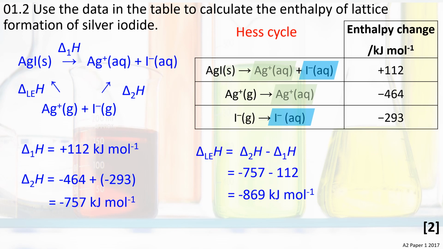To find the enthalpy of lattice formation, we need to use Hess's law. Enthalpy change is independent of the route taken. Delta LEH is equal to delta 2H minus delta 1H. If you're going against the direction of an arrow, you need to reverse the sign. Substitute the unknown values to get the final answer.